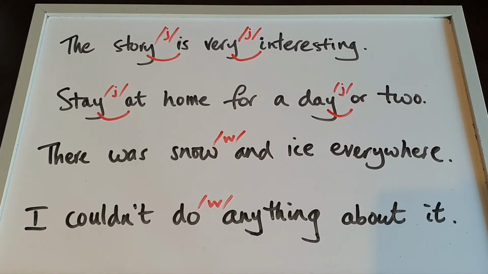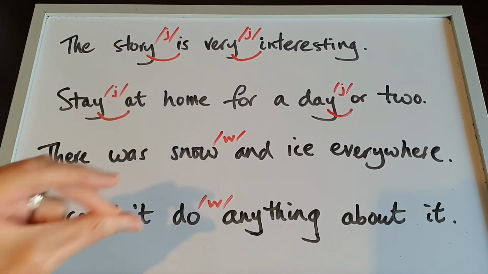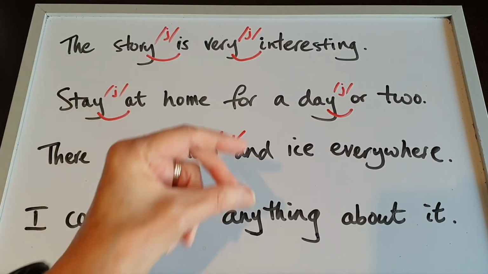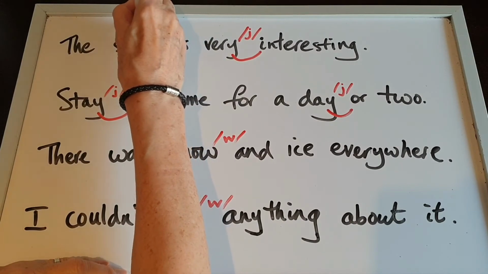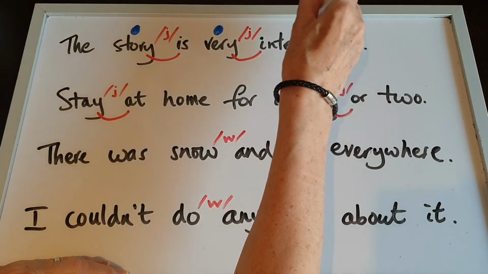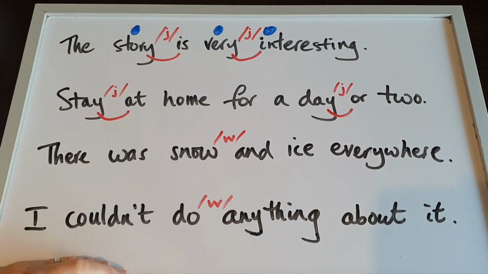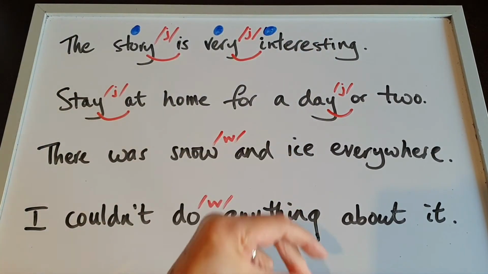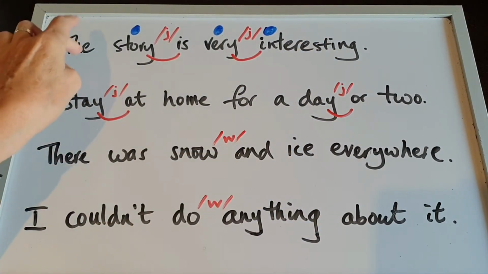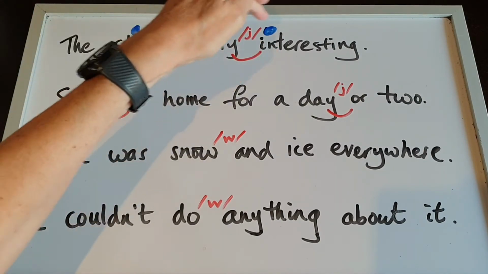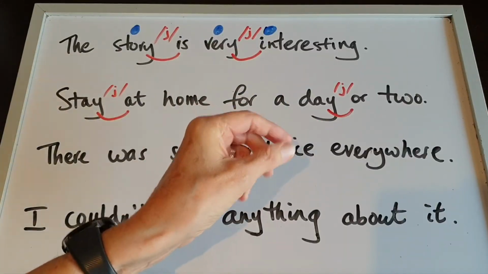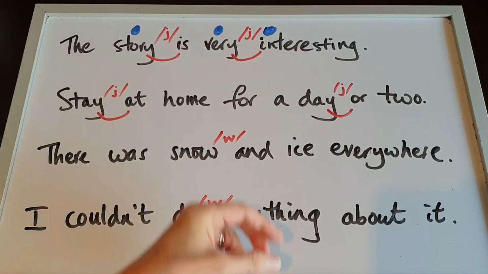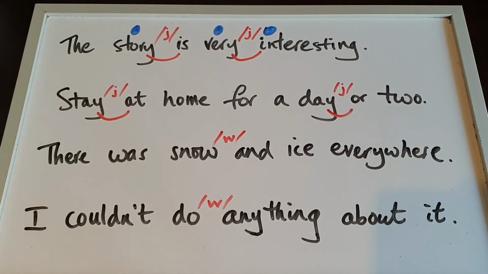English, remember, is a rhythm-stressed language. The story is very interesting. So this word is stressed. The story is very interesting. So all these other words and sounds have to fit into the beat. Story, very interesting. The story is very interesting.